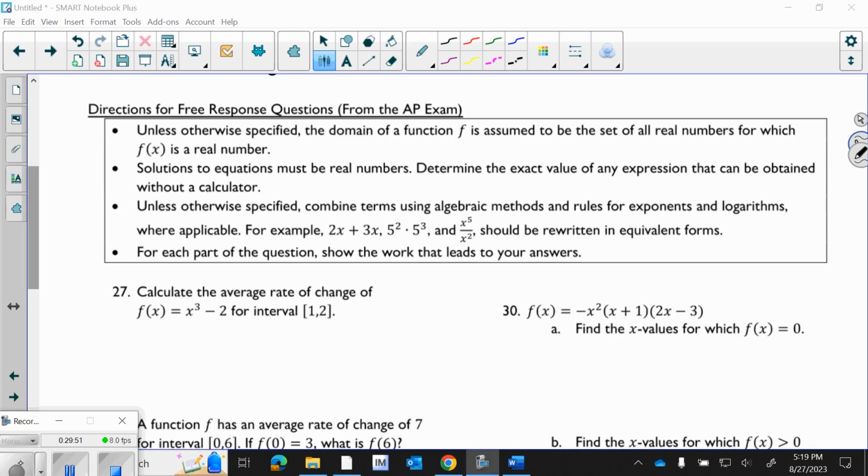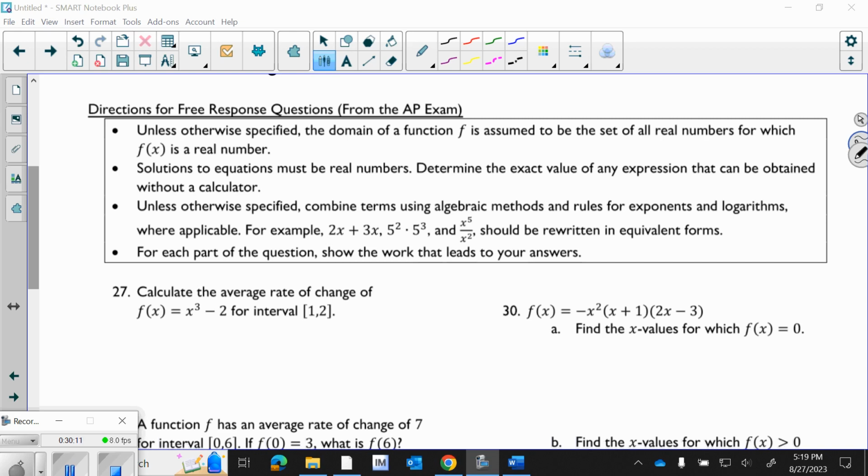So this last section of the review focuses on free response questions. You should always take time to read the directions on these free response questions in detail and make note of any specific things that they tell you about your answer.